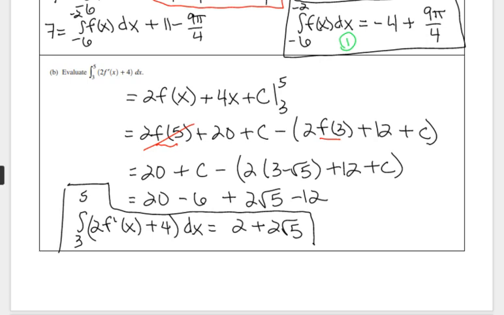So part B here was worth 2 points. It was 1 for using that fundamental theorem of calculus to get your antiderivatives here, and then it was 1 point for your answer.